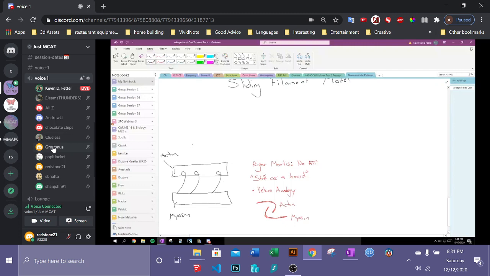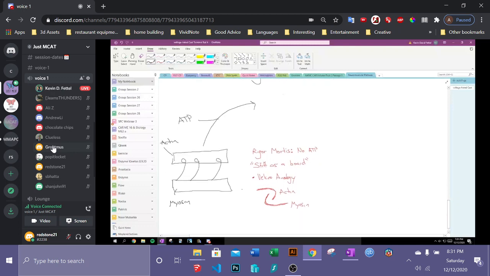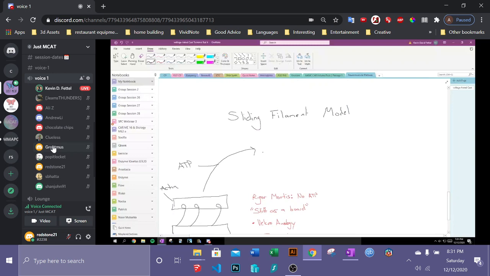So if you're at rock bottom, well, what are you going to do? You're going to add some energy to this, right? You're going to add some gasoline to the engine in the form of ATP. So that's what we're going to do. We're going to add ATP to this bad boy. ATP. And when that happens, these myosin heads are going to release. So let's draw what that looks like.